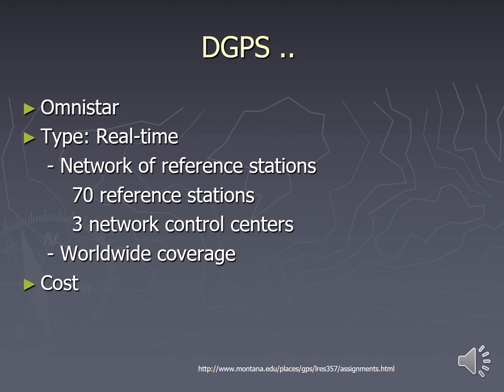So OmniStar, in terms of the satellite differential GPS network, is really the same idea as the WAAS system, but with a little bit larger coverage. Again, it's a network of reference stations, but in this case, it's 70 reference stations with 3 network control centers. It's a worldwide coverage. This is not something that's just in the United States. It's everywhere on the globe. But it does cost. I don't have the exact cost, but it is not free anymore.